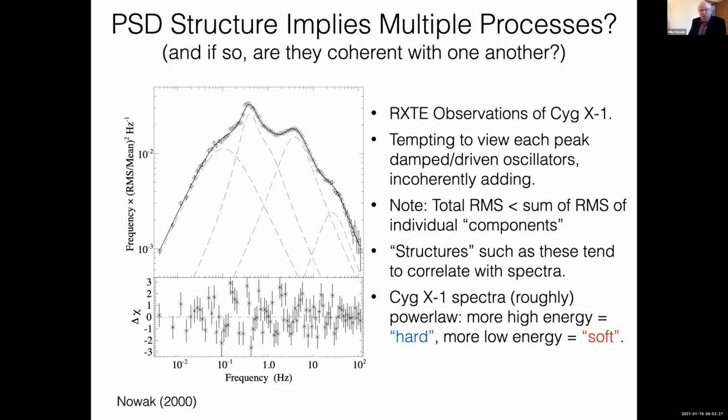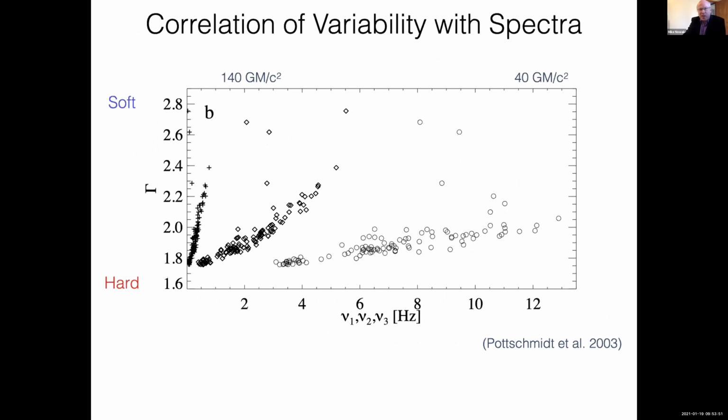The question is, do these individual components really represent individual processes? And I think the answer in this particular case is yes, because we can actually do correlations of these individual processes with other properties of the system. So you can see in this case, there are four characteristic frequencies, and I can relate those to the spectral properties of Cygnus X-1.